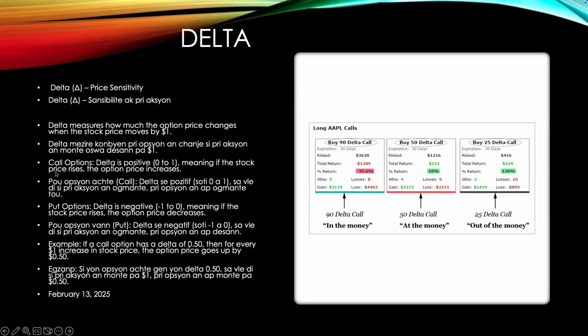Now, same thing too. For a put option, delta is negative, by negative $1, right? Meaning that if the stock price rises, the option price decreases by negative $1. Example: if a call option has a delta of 0.50, then for every dollar increase in the stock price, the option price goes up by 50 cents. So $50, should I say?